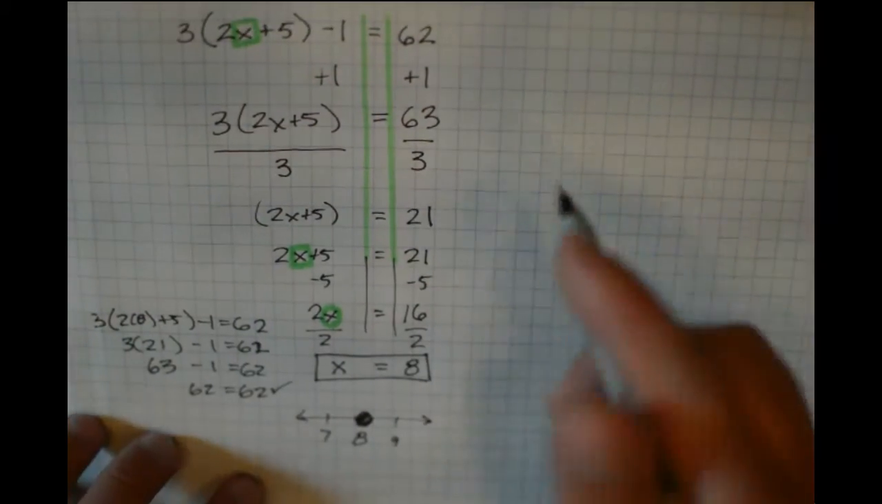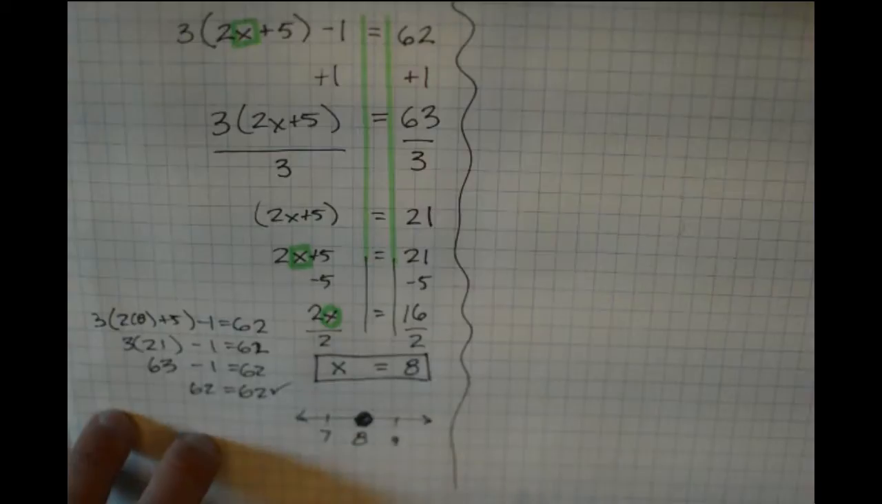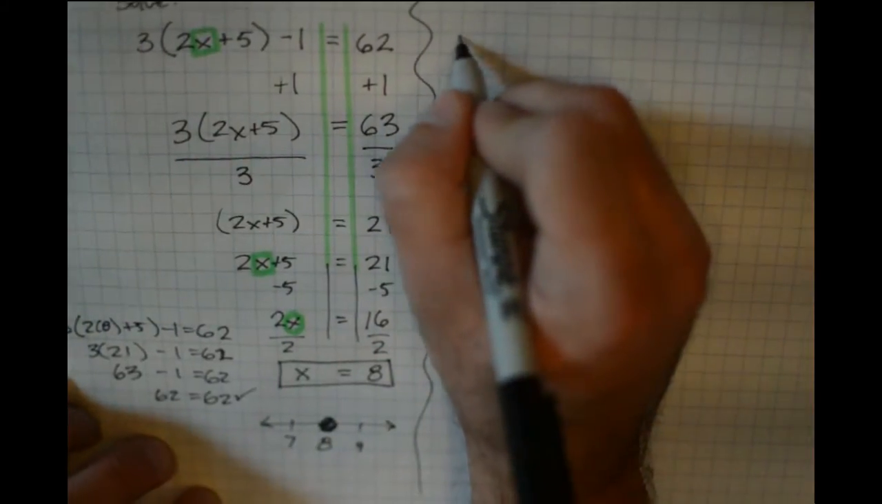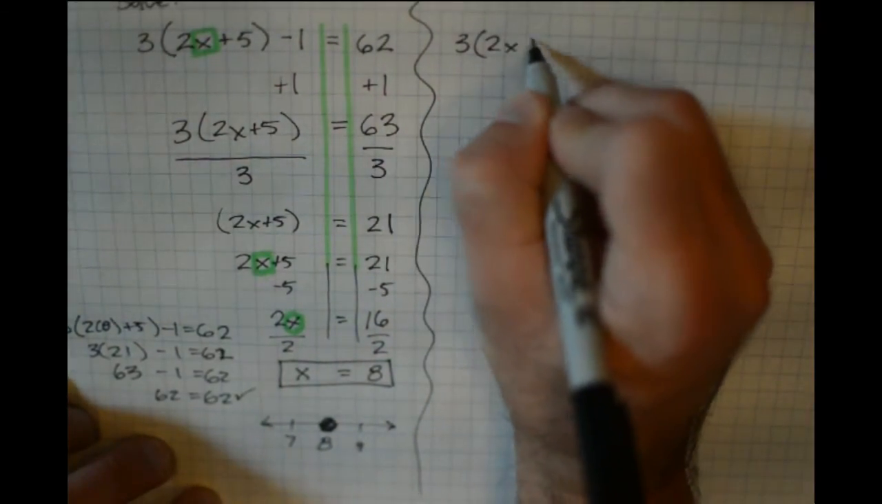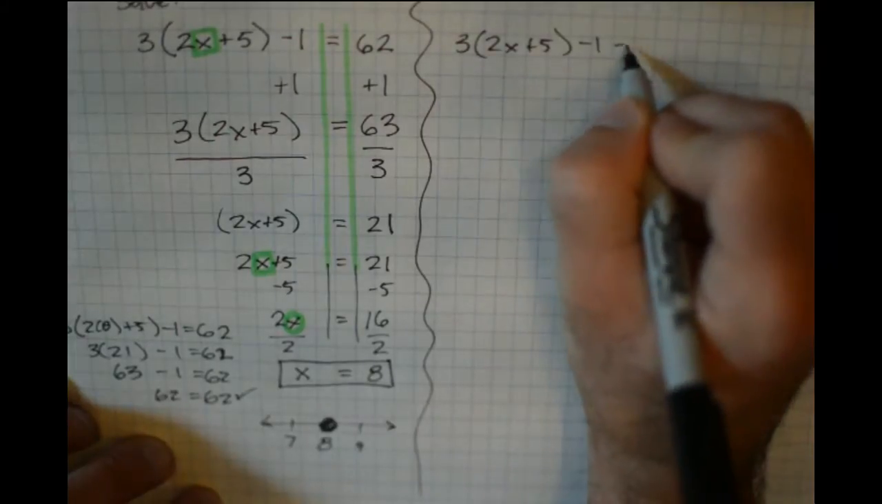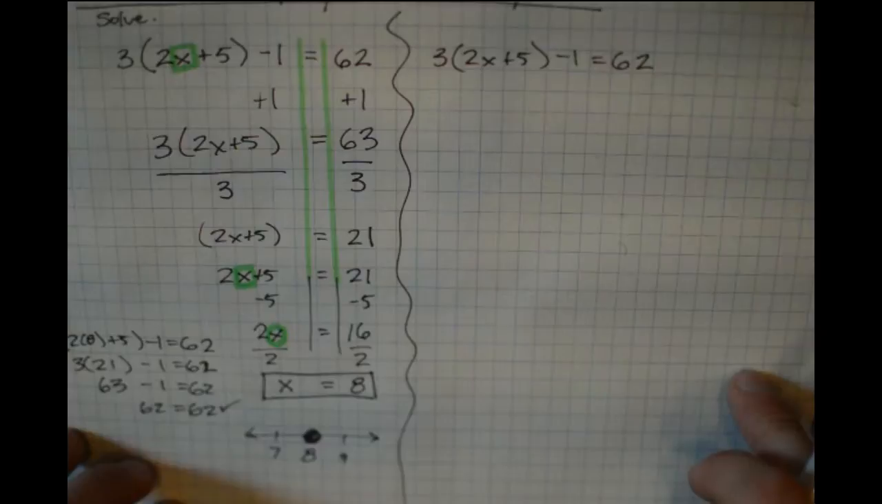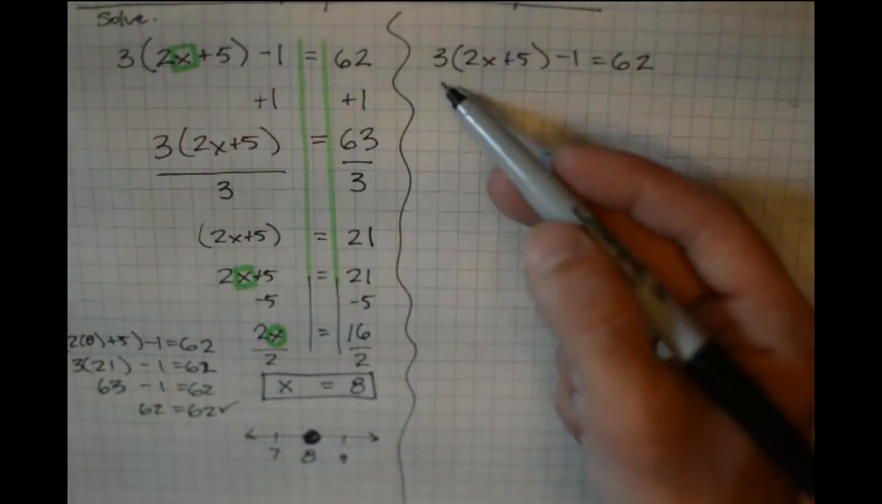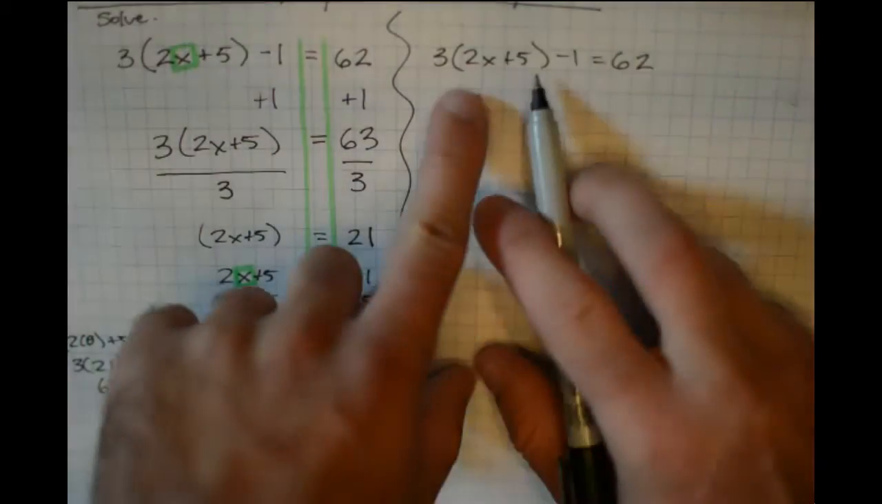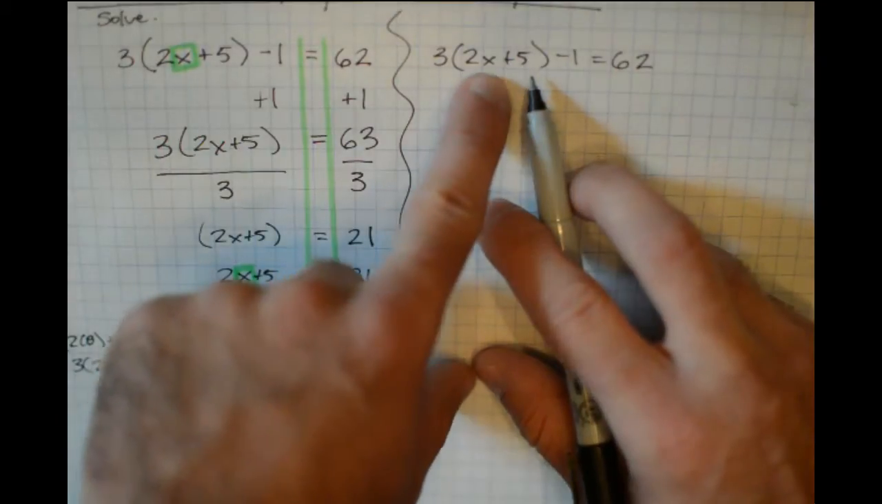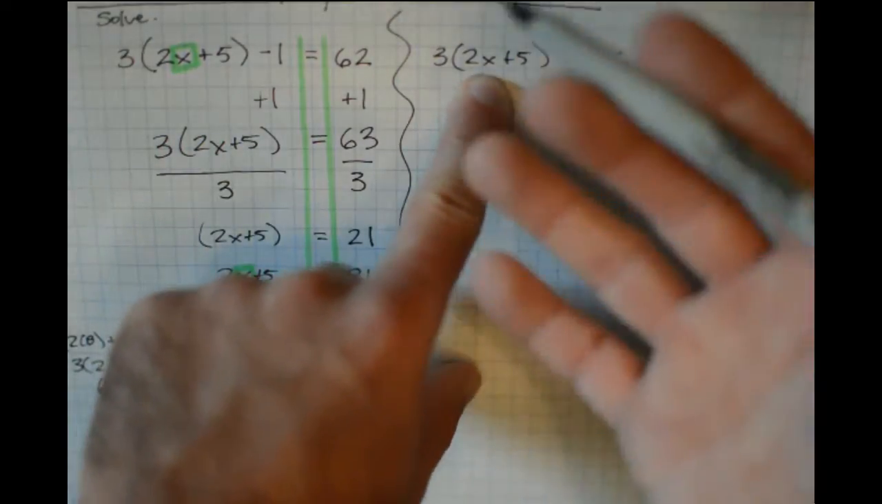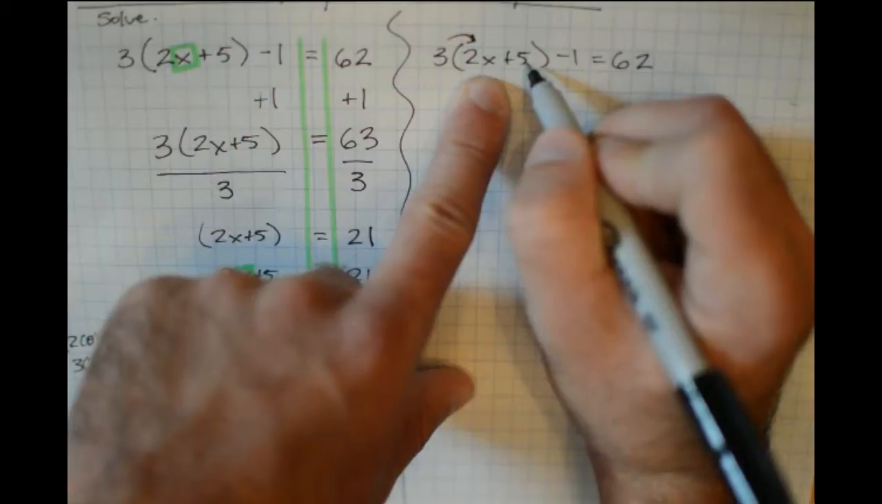Now I want to go back because there's a lot of different ways that you could have solved this. So let's go back to the original. We have 3 times 2x plus 5 minus 1 is equal to 62. And I think what a lot of students would do first with this is to distribute that 3. So I have 3 of this quantity. So I have 3 2x's making 6. And I also have 3 5's.